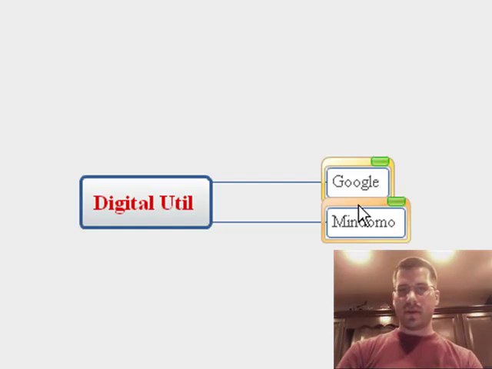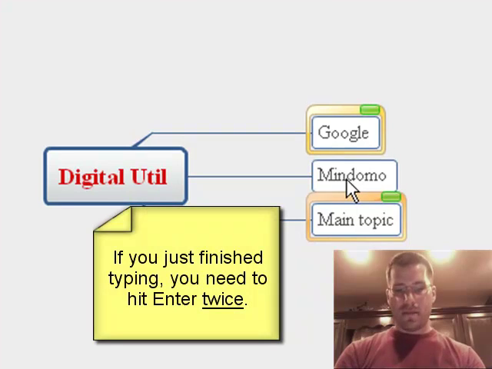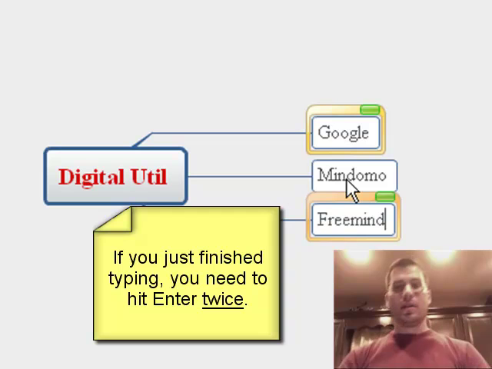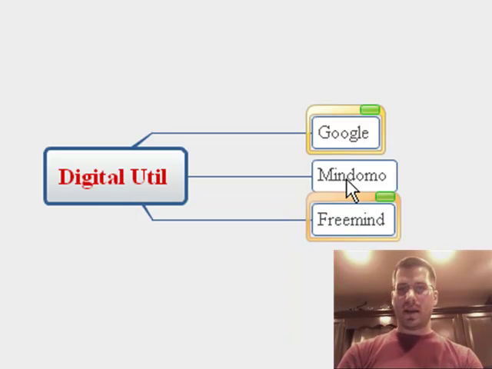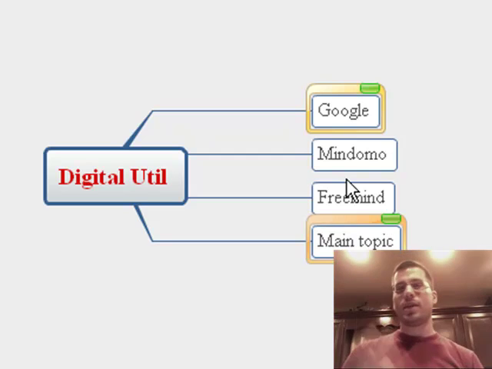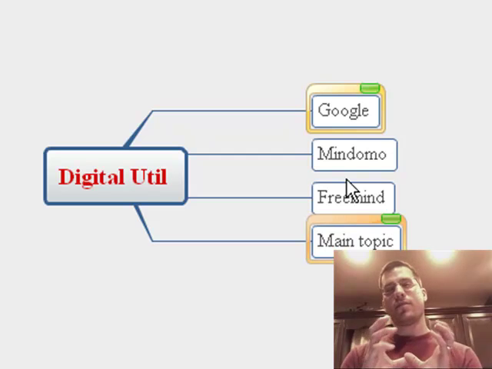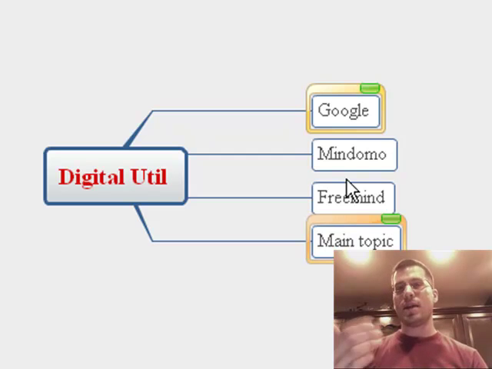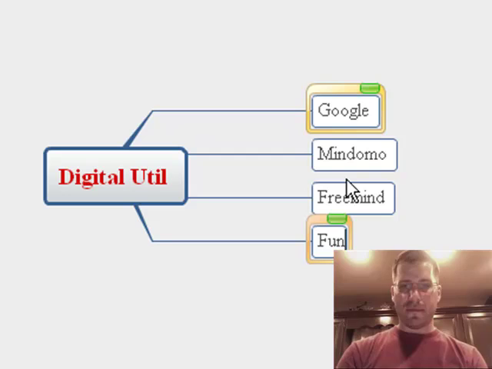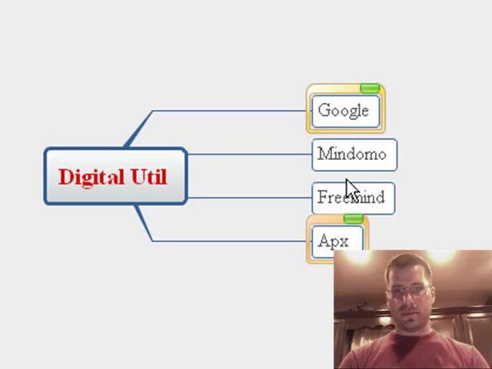And if I want to make a third one, like so, let's say we were going to talk about FreeMind for some reason. In some of my classes I do. And hit enter again. Sometimes hit enter twice because the first time you hit enter it just solidifies that you're finished typing the text. And then when you hit enter again, it actually creates that subtopic for you. So the last thing that I'm going to type in here is the Apex project.